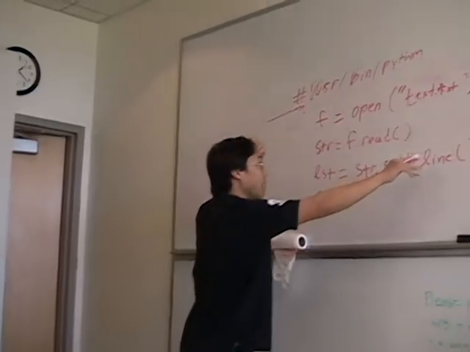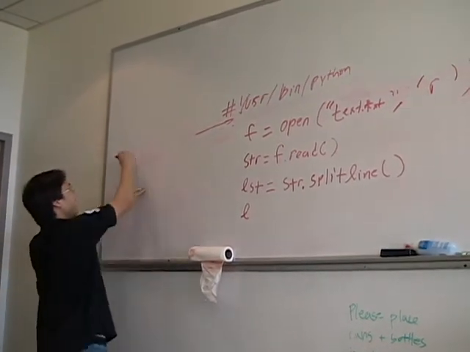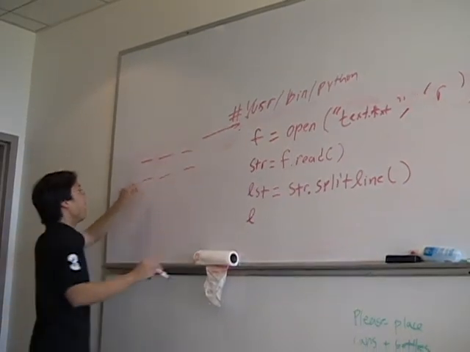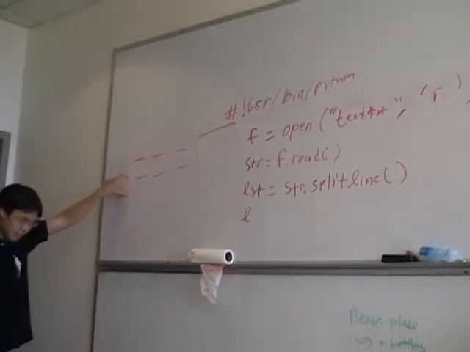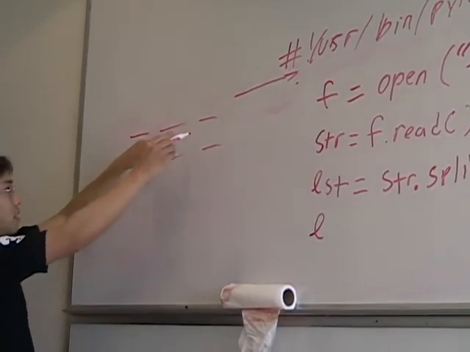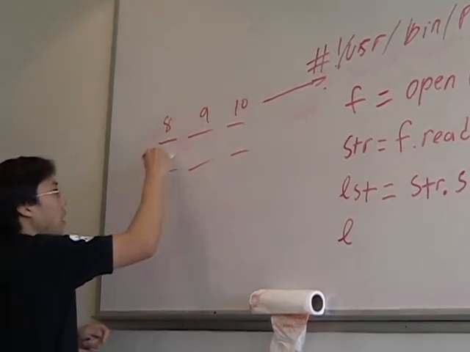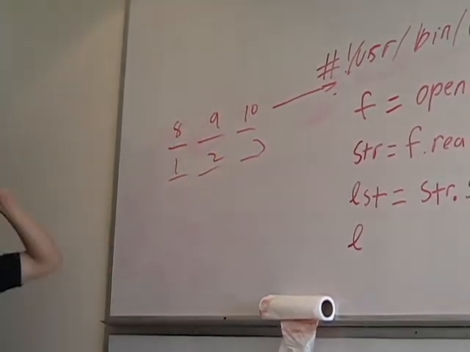Ridiculous. Okay. All right. So to split the line, you got this line. So you need to get the column. Why did I erase that? I need that. Okay, so each line is divided by a space. 8, 9, 10, 1, 2, 3.